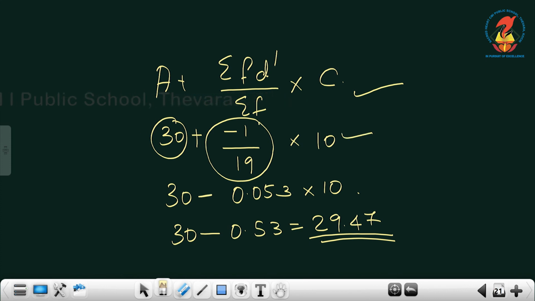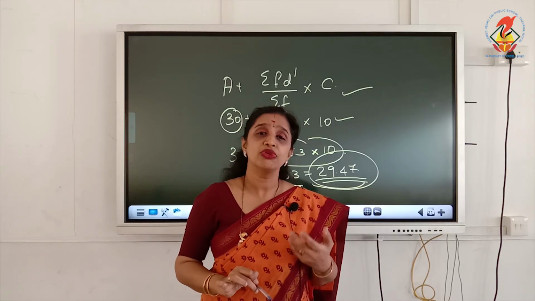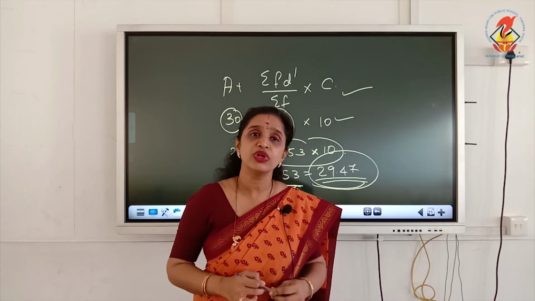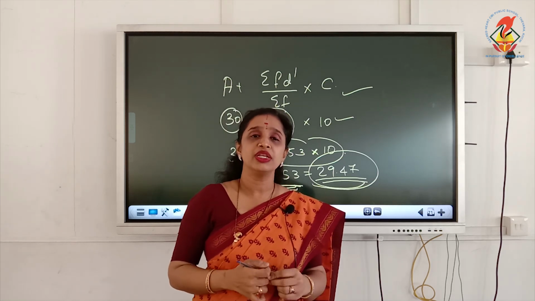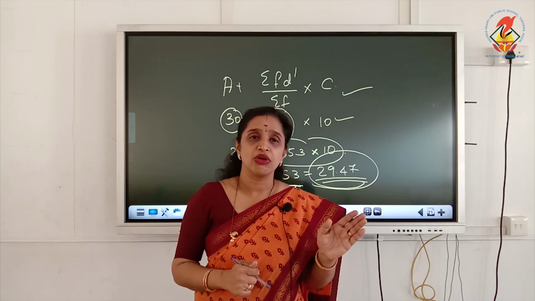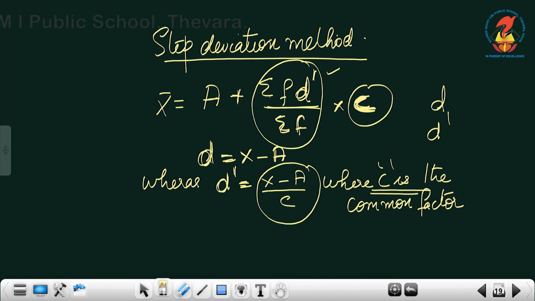So, it is 30 minus 0.053 into 10. What will you get? 30 minus 0.53, because you know when it is multiplied by 10, it becomes 0.53. So, 30 minus 0.53, you will get the answer as 29.47. So, by using all the three methods, you got the same answer, 29.47. So, this is how we calculate the arithmetic mean in a discrete series by using all the three methods. Okay. So, I hope all these three methods are clear to you.